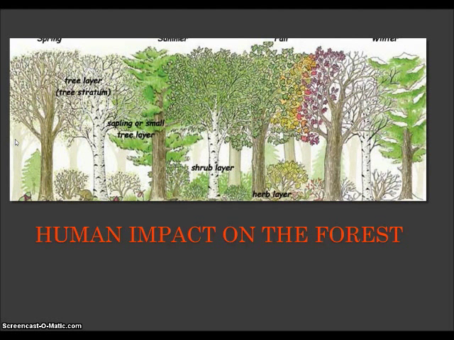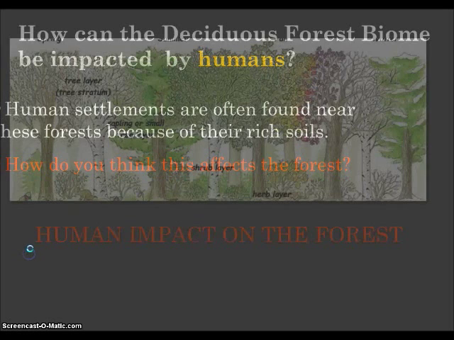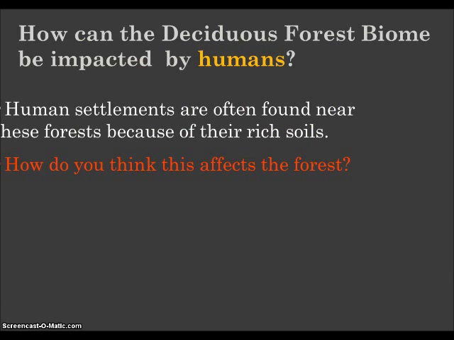Let's get started. All right, we're going to discuss the human impact on the forest. So this would be your title of your notes, pre-AP students. All right, how can the deciduous forest biome be impacted by humans or affected by humans? The word impact, we can use it with affect, or how is it treated by humans? How is it changed by humans?